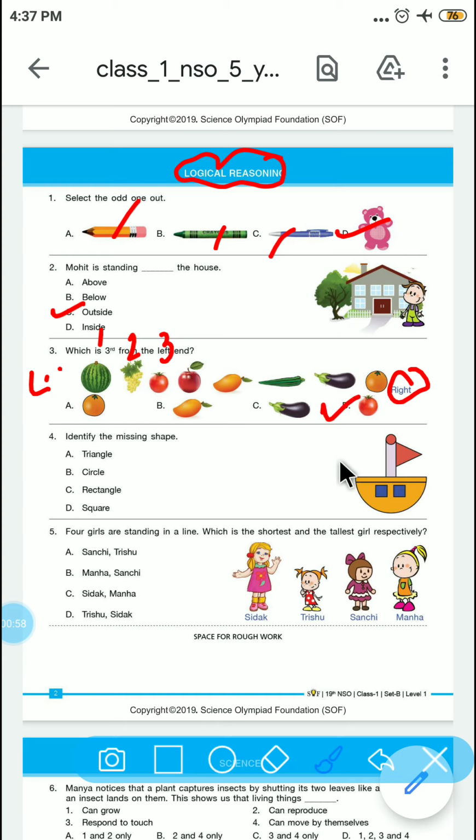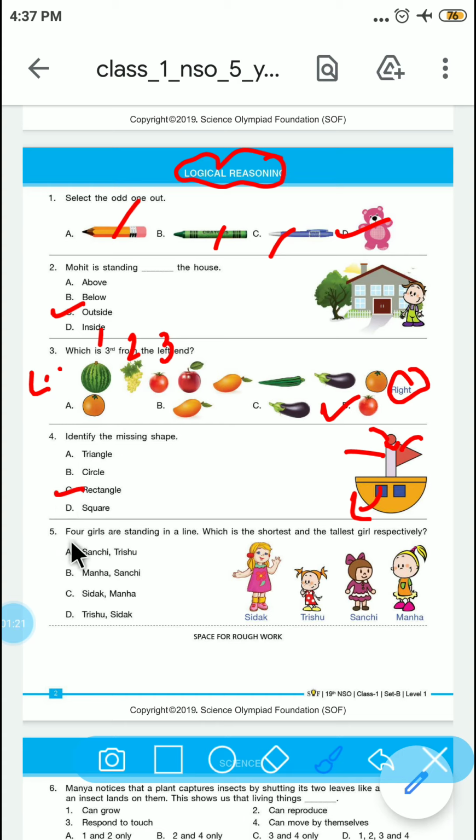Identify the missing shape. So what will be the missing one? Here we have triangle, circle, rectangle. So the missing one, or it is not a rectangle friends, like it is a curve from here. Here we have squares also. So the correct option here is rectangle.